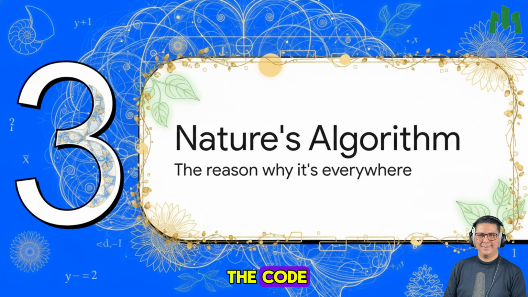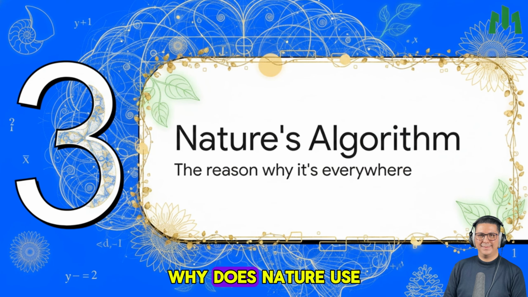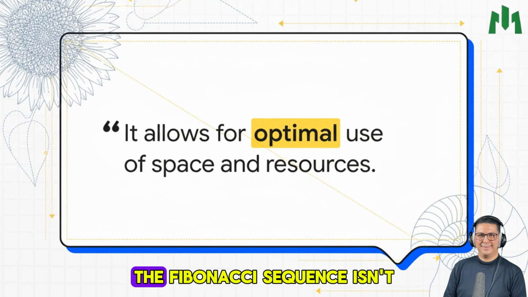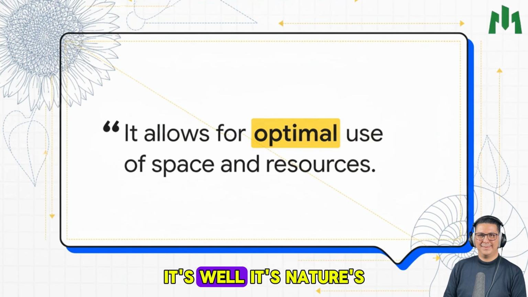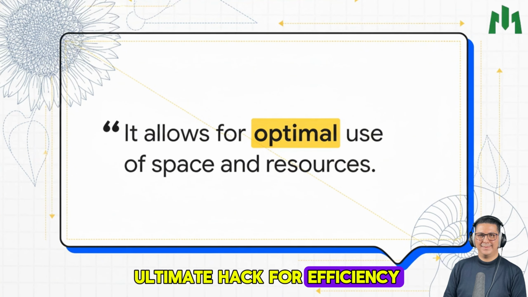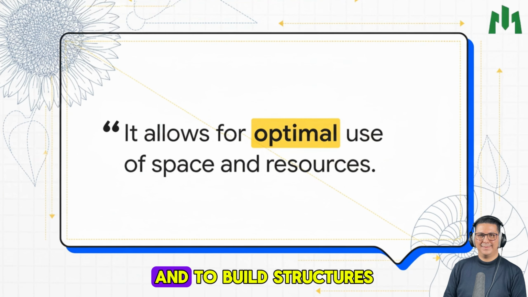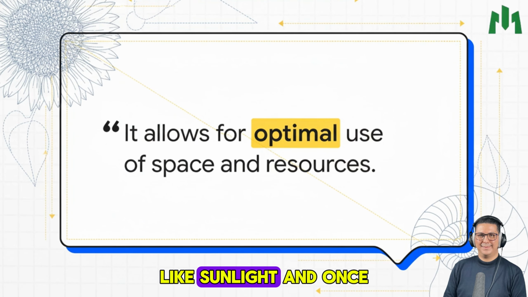Okay, so now we know the code, but that leads to the really interesting question, right? Why does nature use this sequence so much? I mean, it can't just be because it looks good. And this is the key, the really crucial insight. The Fibonacci sequence isn't just some pretty pattern. It's nature's ultimate hack for efficiency. It's the absolute best way to grow, to pack things in tightly, and to build structures that are both strong and get the most resources, like sunlight.